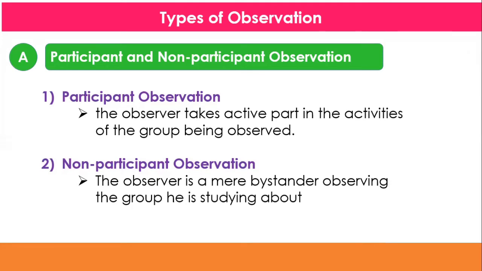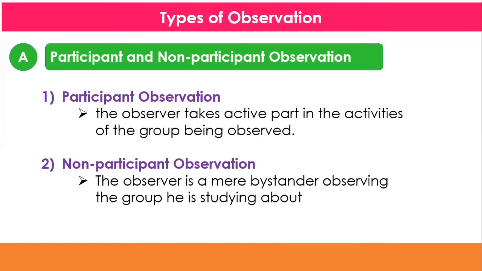Now, in participant observation, the observer takes an active part in the activities of the group being observed. So here, the observer lives and works with the group for a certain length of time until he learns all the ins and outs of the aspect or aspects he is studying. Now, examples of this would be anthropologists. So anthropologists do this usually when they make studies about tribal groups.